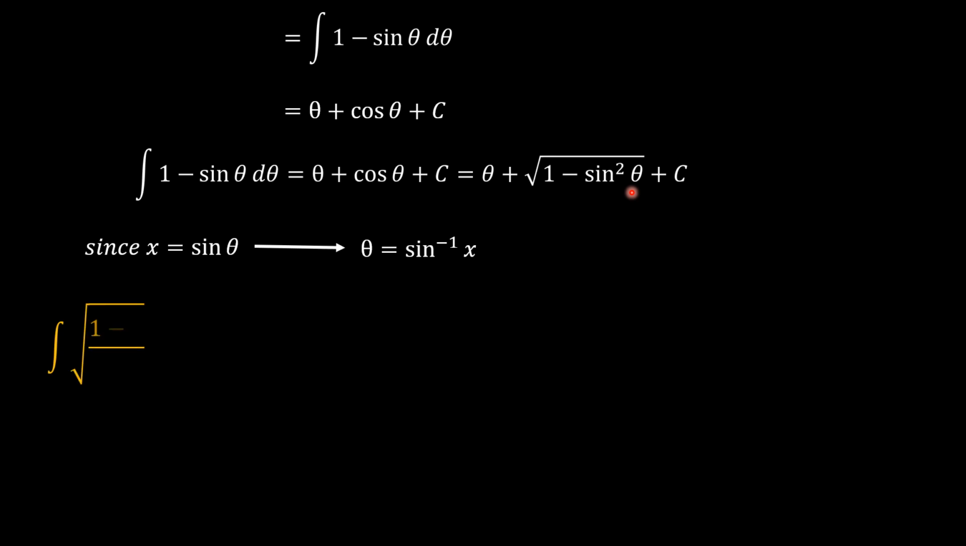So the answer to our integral of the square root of (1 minus x) over (1 plus x) is arcsine of x plus the square root of 1 minus x squared plus the integration constant. And that is the second way we may be able to have solved it.